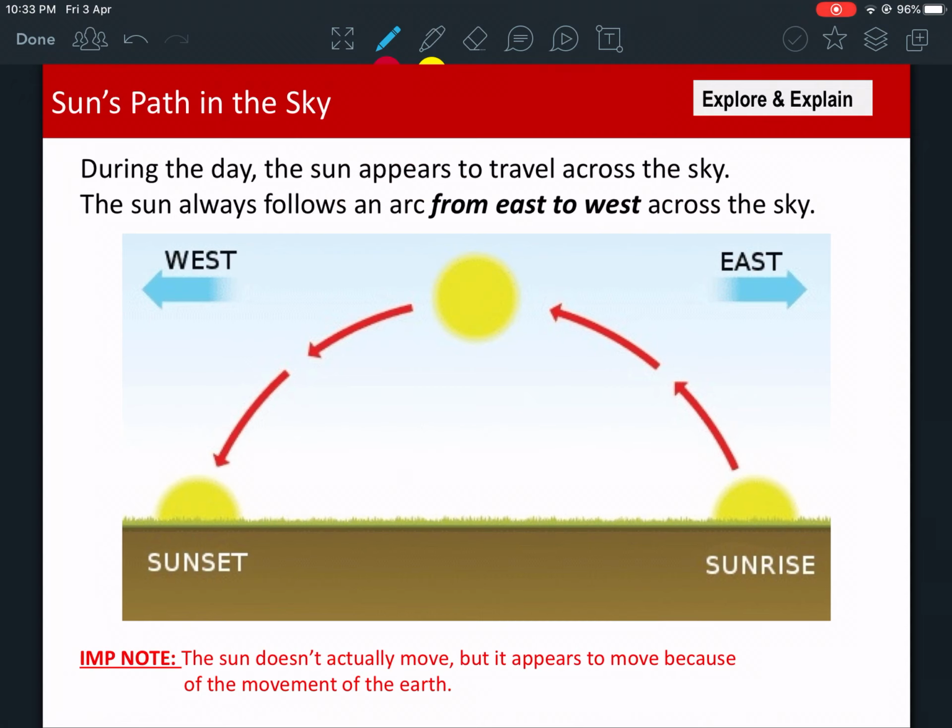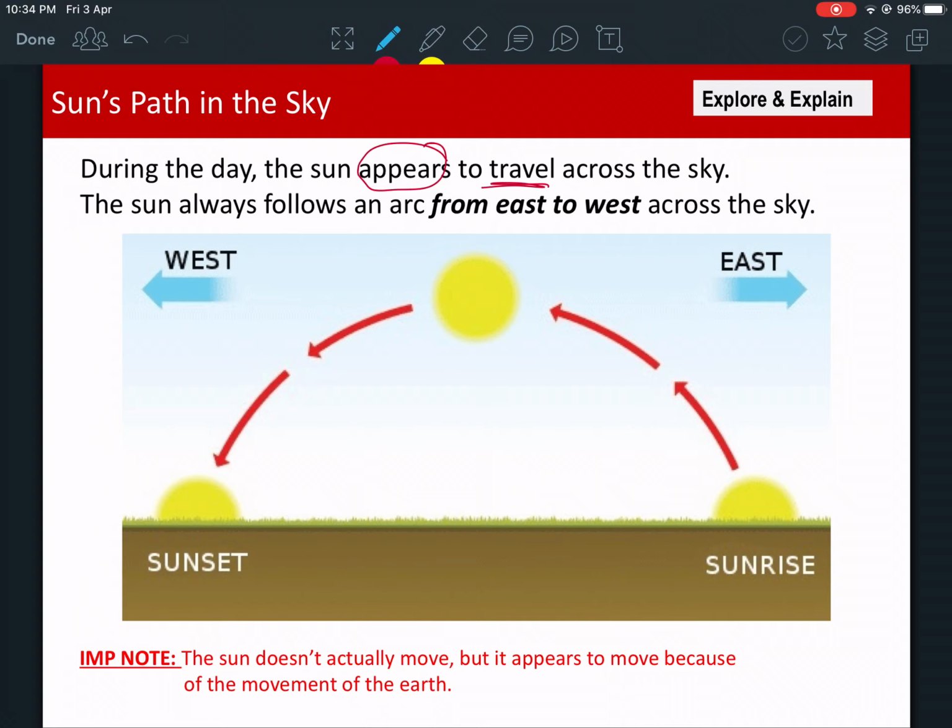Now, the sun actually rises from the east and sets in the west. But that's actually just an appearance. The sun actually doesn't move. The sun does rotate around itself, but it doesn't actually move. What moves is the Earth. The Earth's rotation around itself is what makes the sun appear to travel across the sky. When you look at a sunset, you feel, oh look, the sun's going down, but that's actually not how it works.